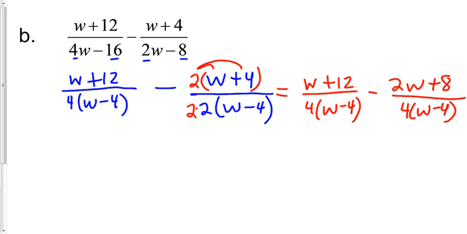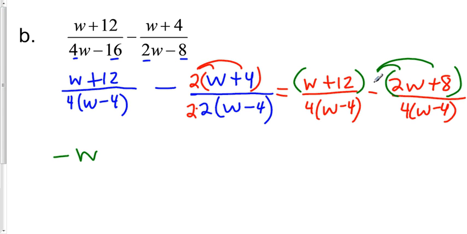Now I'm subtracting here, so I have to be careful. It's (w + 12) minus (2w + 8). So I really have to distribute that negative sign through, or just think subtract when we subtract our like terms here. Okay, so in the numerator I've got w's that are like terms. w minus 2w, that's like 1 minus 2. I get negative 1w, or negative w.